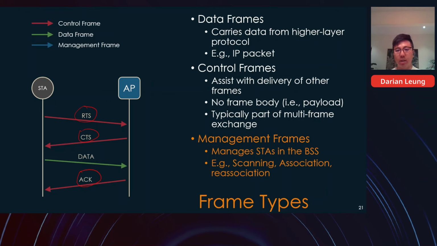Management frames are used to manage the wireless network and include frames for management operations such as scanning, association, reassociation, etc.